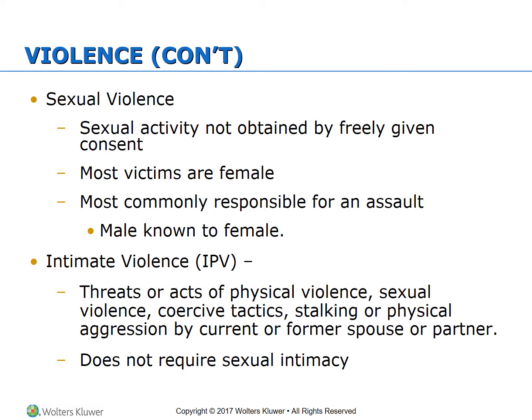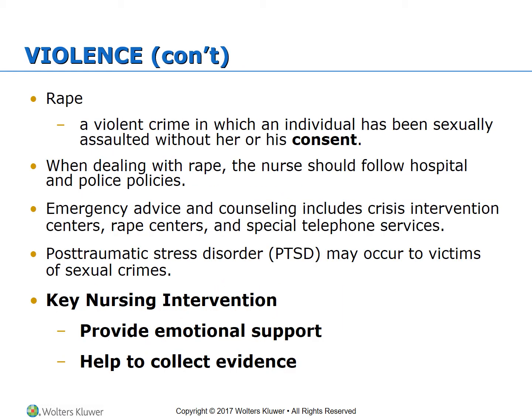Sexual violence is sexual activity not obtained by freely given consent. Most victims are female. Most commonly responsible for an assault is a male known to the female. And like I said before, where I talked about intimate partner violence, or IPV, IPV does not require sexual intimacy. And rape. Rape is a violent crime in which an individual has been sexually assaulted without her or his consent. And that is your key factor of the definition of rape: consent.